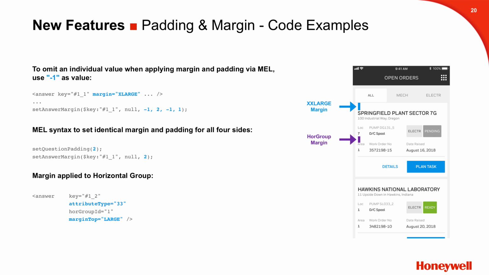Then we have the syntax to set identical margins and paddings for all 4 sides, which is just set question padding to 2, so very straightforward. And as already mentioned, we can apply margin to horizontal groups.